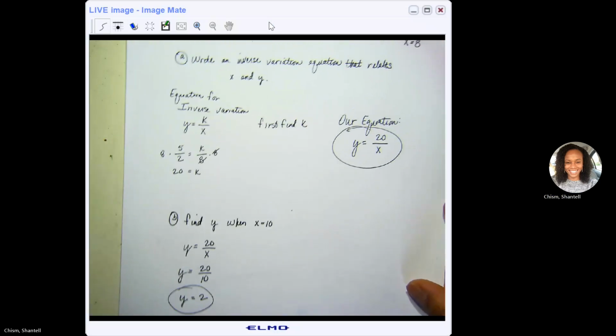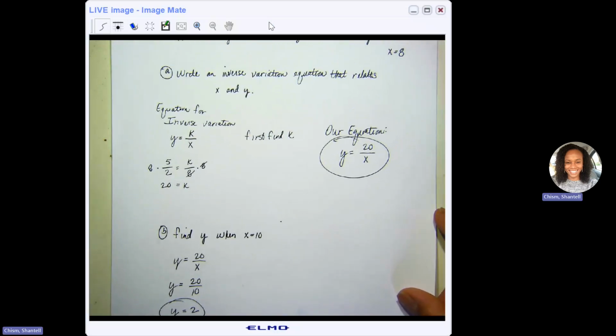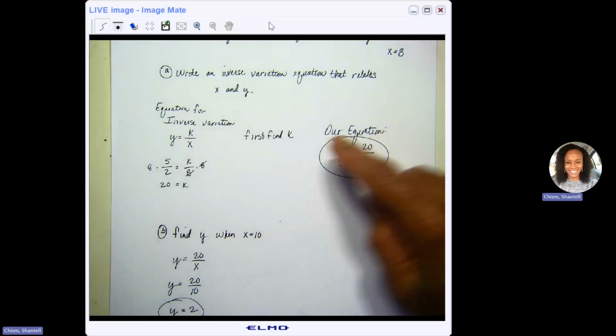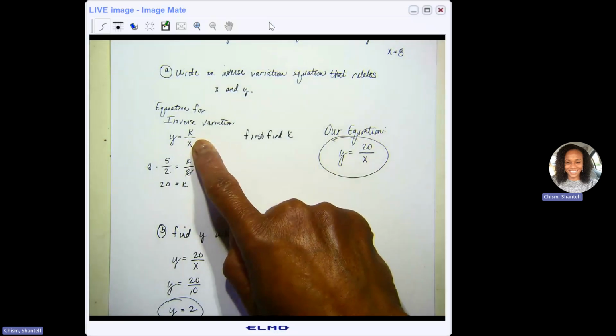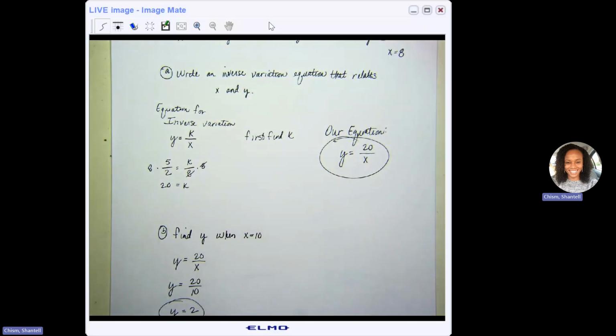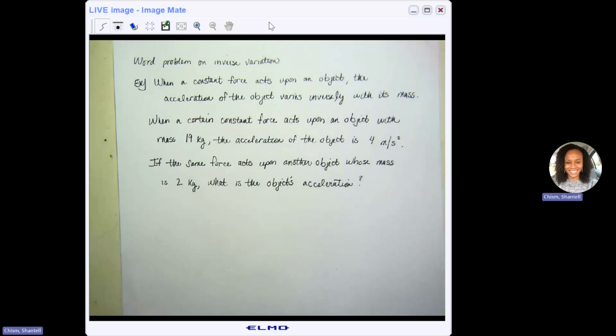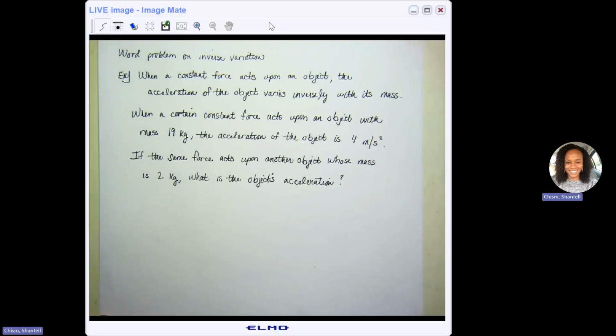Okay, just make sure we're good there. So again, I would jot down, or I would have in my notes, the general equation for inverse variation, y equals k over x, and the general equation for direct variation, y equals k times x. Okay, here's a word problem, and I went ahead and wrote it out, of course, to save some time here.